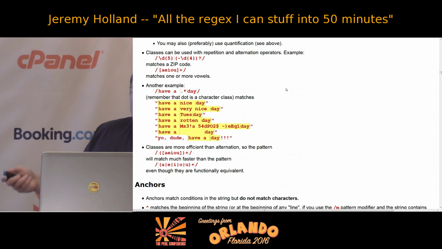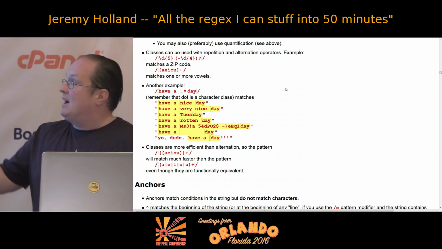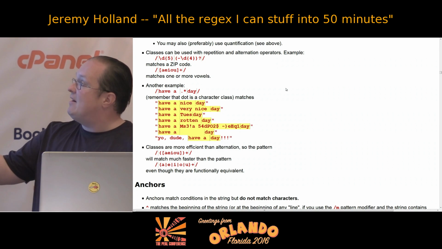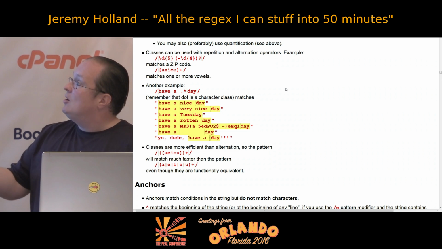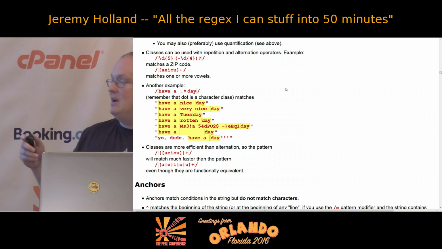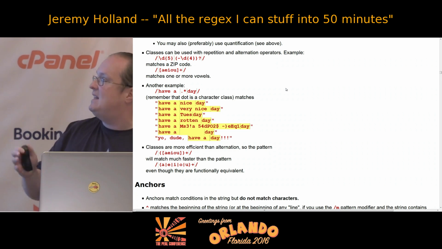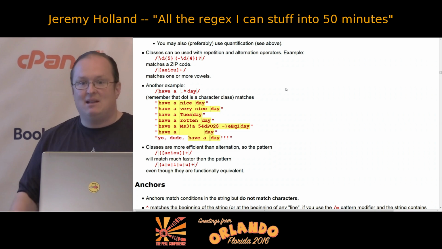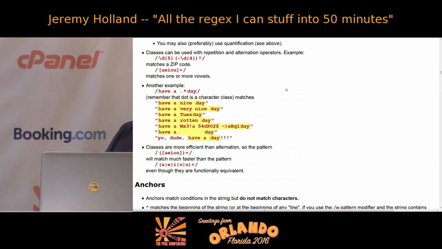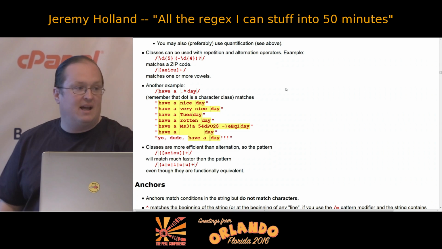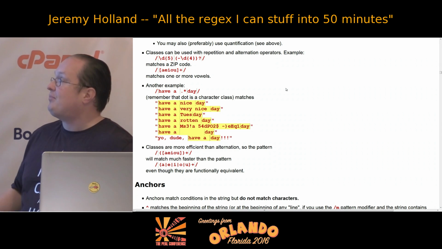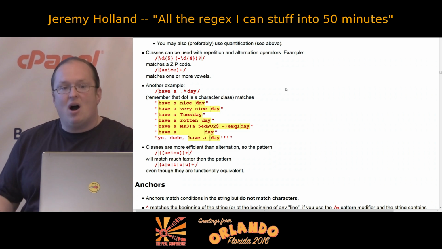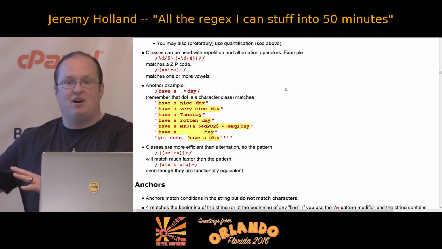So remember that dot means any character besides new line. So this, have a dot star day, will match any string that has in it have a followed by day with anything in between. So have a nice day, have a very nice day, have a Tuesday, have a rotten day, and anything else. Dot star is a very common idiom in regexes to mean a bunch of stuff here.